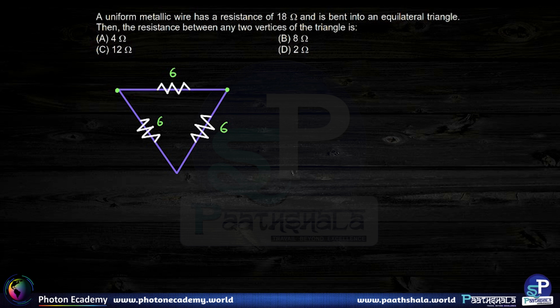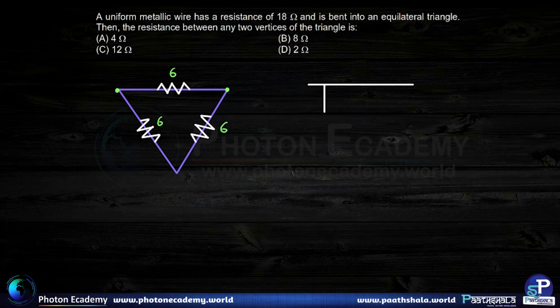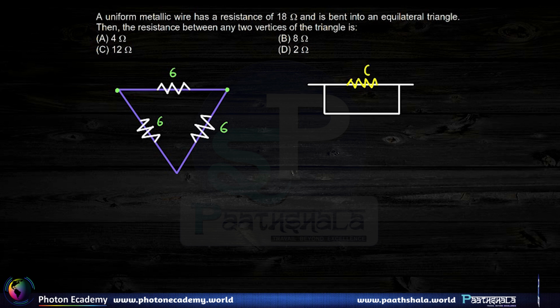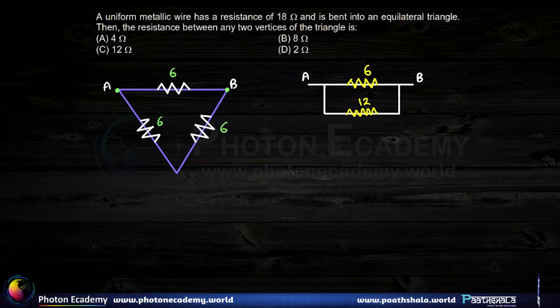So this particular circuit is equivalent to the circuit that is simply a parallel connection, and in this particular parallel connection one resistor over here is, let us say, 6 ohms. So this particular resistor is 6 ohms and the resistance over here is 12 ohms. And let us say this is the point A and this is the point B. This point A is represented over here and point B is represented over here.